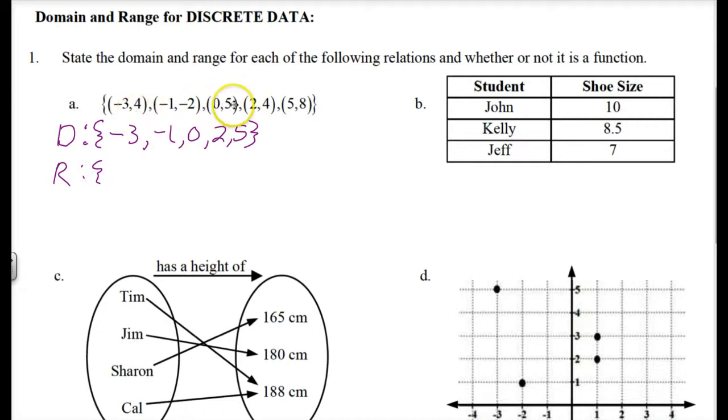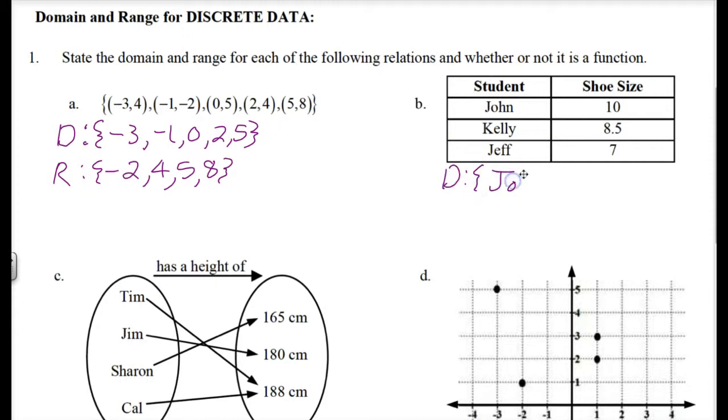And the range, -2, 4, which appears twice, but we're only ever going to write it once, 5, and 8. So you can see from domain and range, we can't rebuild this relation. We have no idea how these go together. I mean, there are 1, 2, 3, 4, 5 elements of the domain, and only 4 elements in the range, so we know the range element is repeated, but we have no idea which. Moving on.